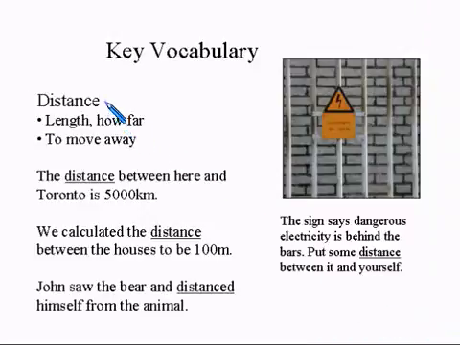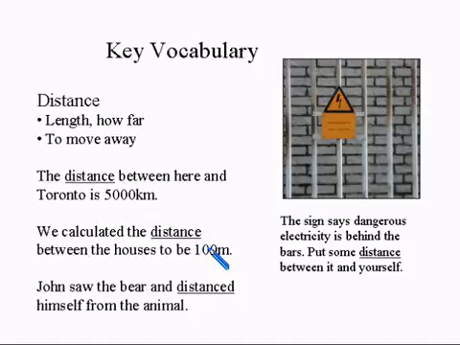Now for the word distance, it can be used as a noun or a verb. The noun is the length or how far, like from here to here. You can also use it as a verb, meaning to move away, like my mouse pointer distancing itself. The distance between here and Toronto is 5,000 kilometers. That's the noun, how far it is from here to Toronto. We calculated the distance between the houses to be 100 meters.